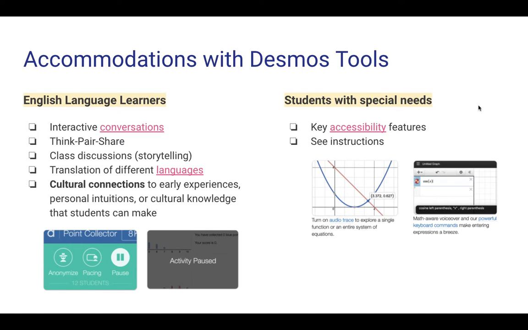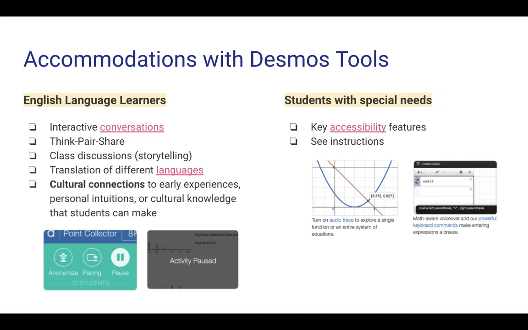And here, this is for students with special needs, and I thought it was very interesting because not many people know about these features. There are tons of accessibility features on Desmos, from audio tracing to voice commands and keyboard commands. Not many people know about these functions, but it's definitely worth checking out.